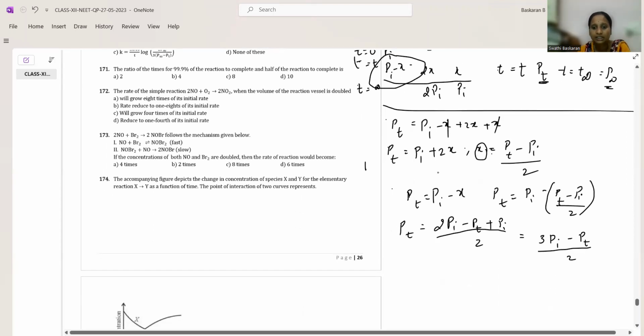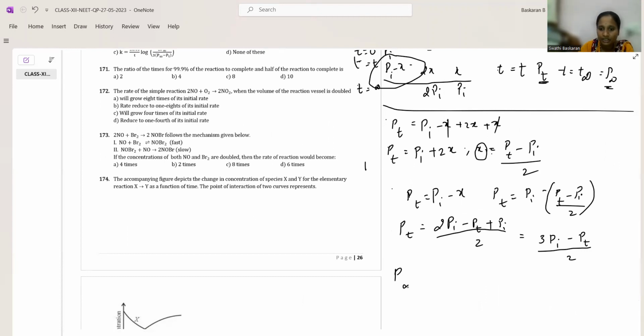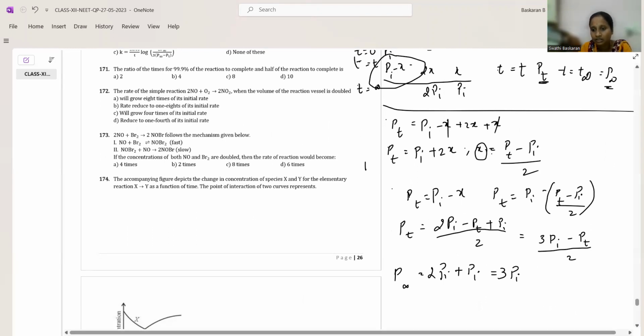So hence P infinity is equal to 2Pi plus Pi, which is equal to 3Pi. Now from here, determine the Pi value. So the Pi value will become Pi is equal to P infinity by 3.